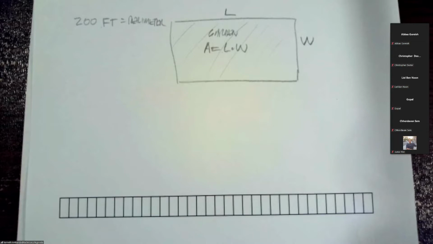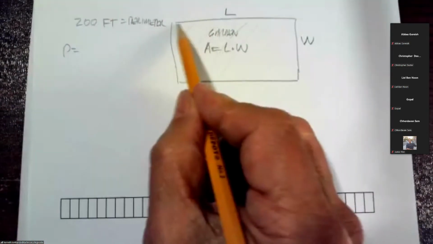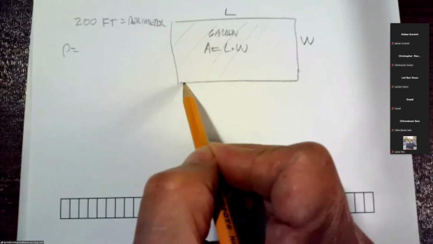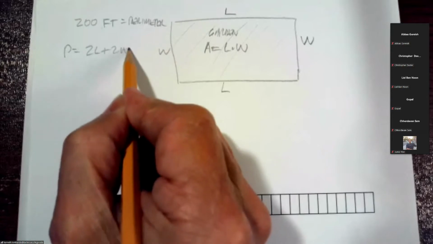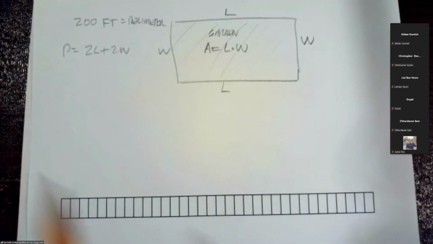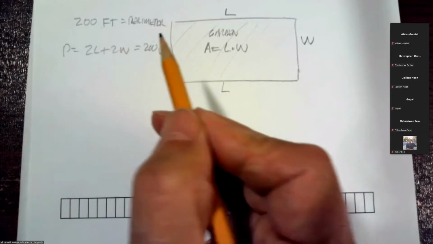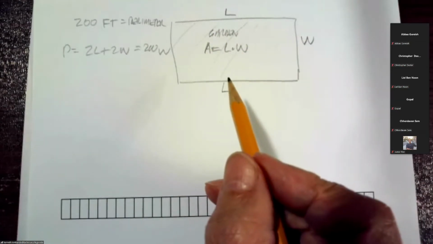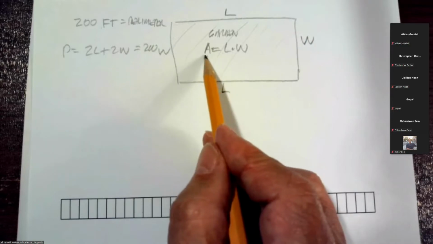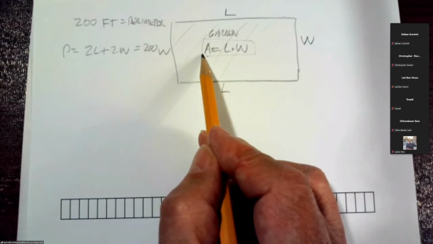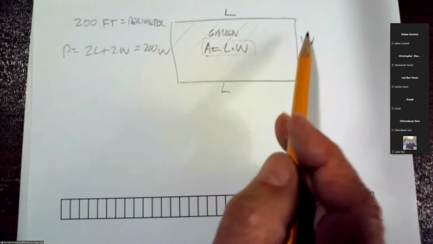Area equals length times width. Perimeter is one length plus one width plus another length plus another width. So that's 2L plus 2W. That sound right? Yep. And that's going to be 200. And what do I want to do? I want to express the area as a function of one of its dimensions. So this is a function of two dimensions. I want to express it as one dimension. And let's say I want to express it as a function of the width.